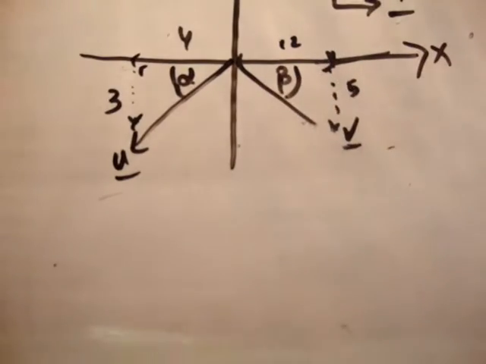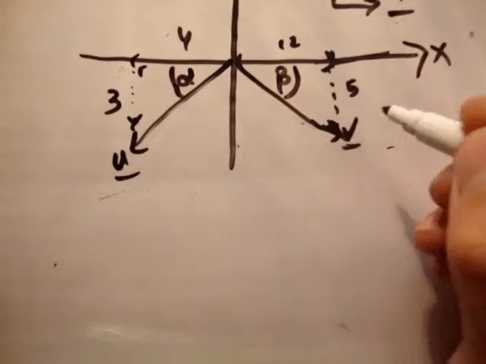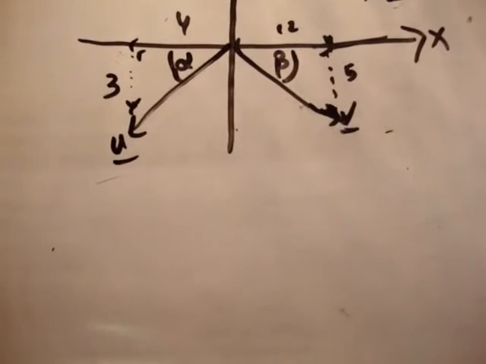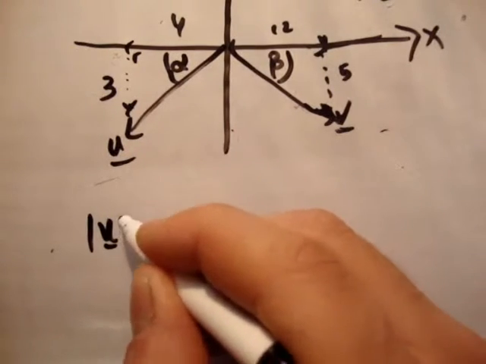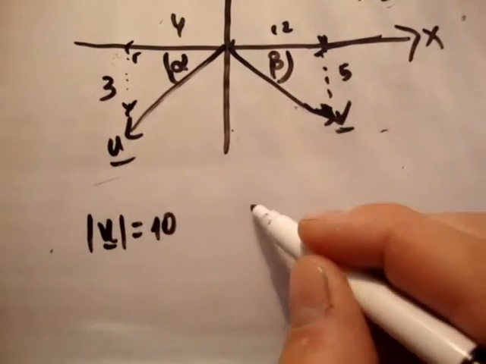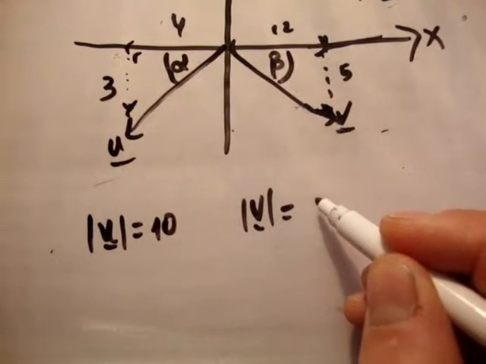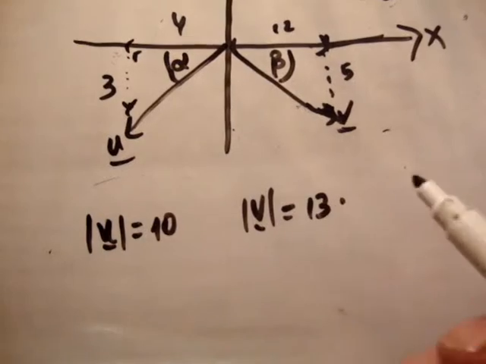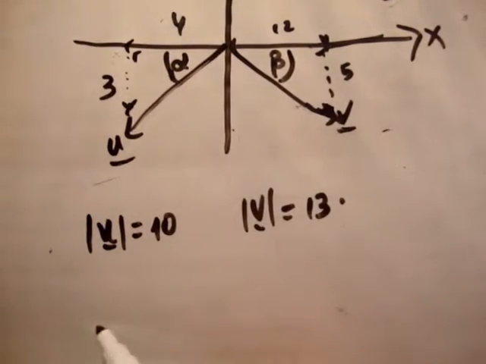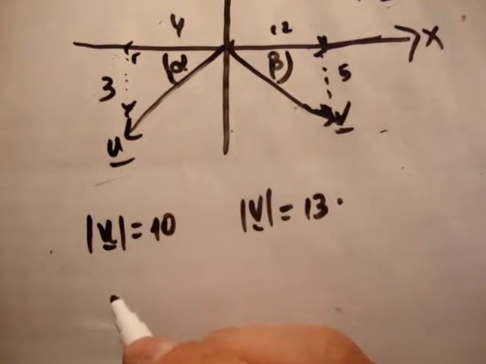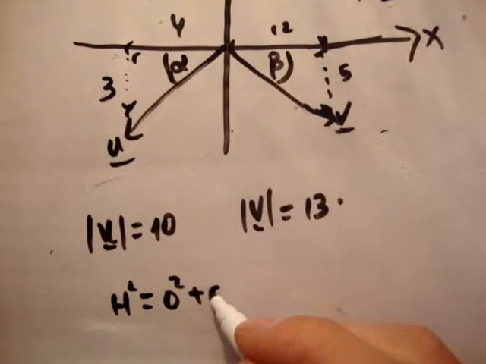What's next is to make sure that we've done this correctly. And how do we do that? Well, in the question we're given that the magnitude of u is equal to 10, and the magnitude, remember those straight brackets mean magnitude, is equal to 13. So how do we get the magnitude? It's a triangle, so we want the length of the hypotenuse, which is, of course, Pythagoras: h squared is equal to the opposite squared plus the adjacent squared.